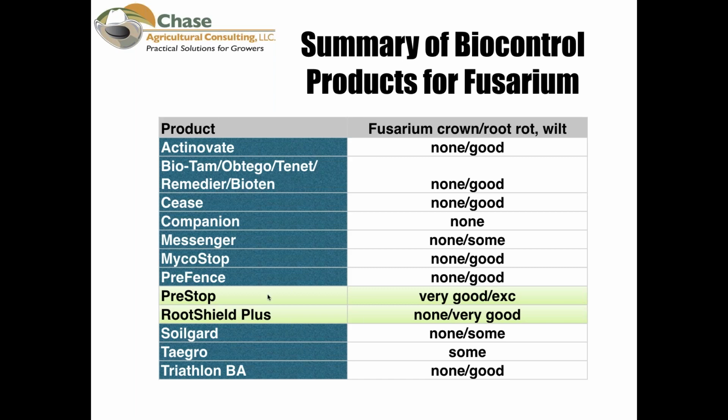And the two products that have the best shot of giving you good results are Pre-Stop, which you do have registered, and Root Shield Plus. They are the very best for Fusarium. Now, mind you, I have summarized them across all crops, all diseases. So this isn't the only story, but since we're talking about Fusarium today, this is it. If you wish to be or have to be in the biocontrol or OMRI or organic category, then these are the two that I would focus on.